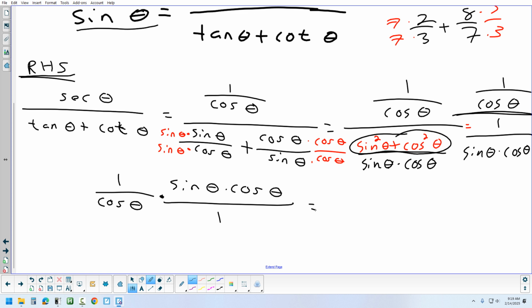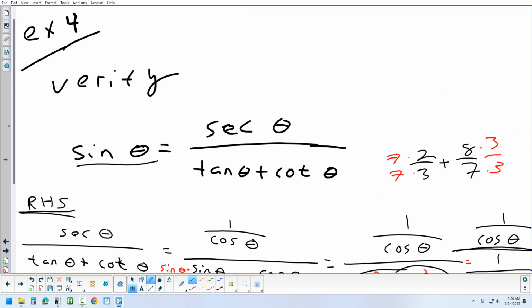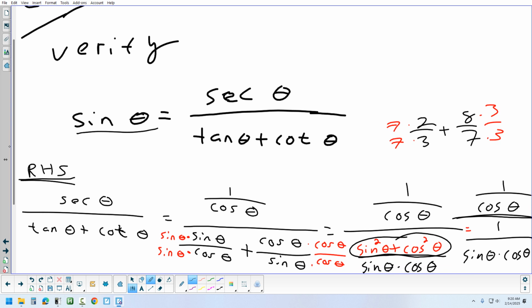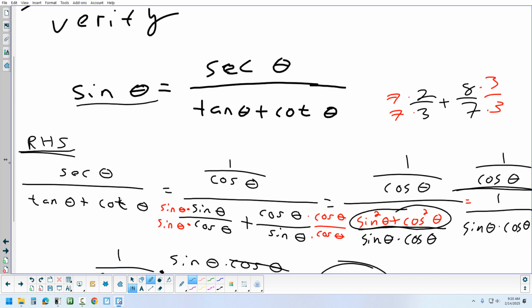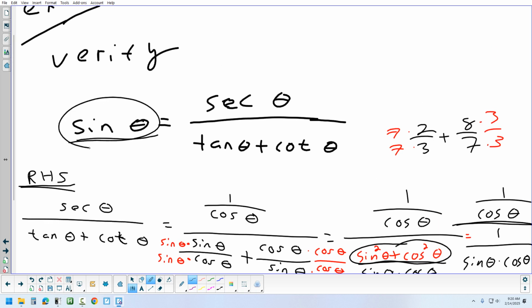Yeah. The cosines are going to cancel out. And what are you left with? 1 times sine over 1, which is just sine. And remember, that's the right-hand side. Okay. What was it we were supposed to get on the left-hand side? Sine. That's exactly what we were supposed to get. So we proved that the right-hand side is the same as the left-hand side. And we know we're done because we get the same result that they told us to get. Sine.